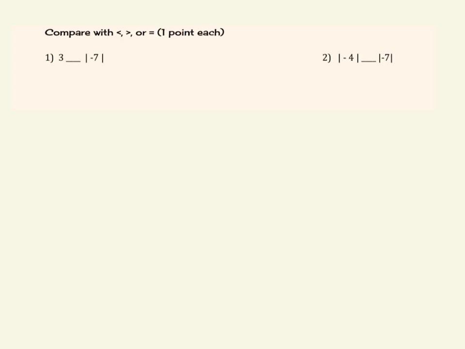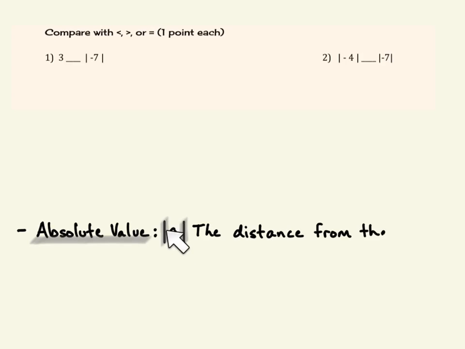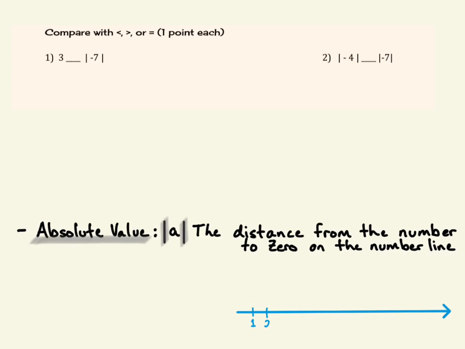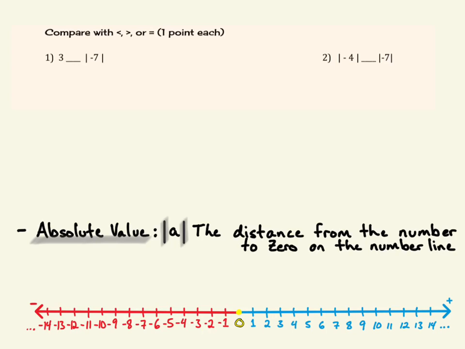So for our first two questions, it's asking you to compare with less than, greater than, or equal. It's 1 point each, but it's based off of our first notes on absolute value. That resembles this sign where it's two vertical parallel lines around a value, and it means the distance from the value inside to 0 on the number line.